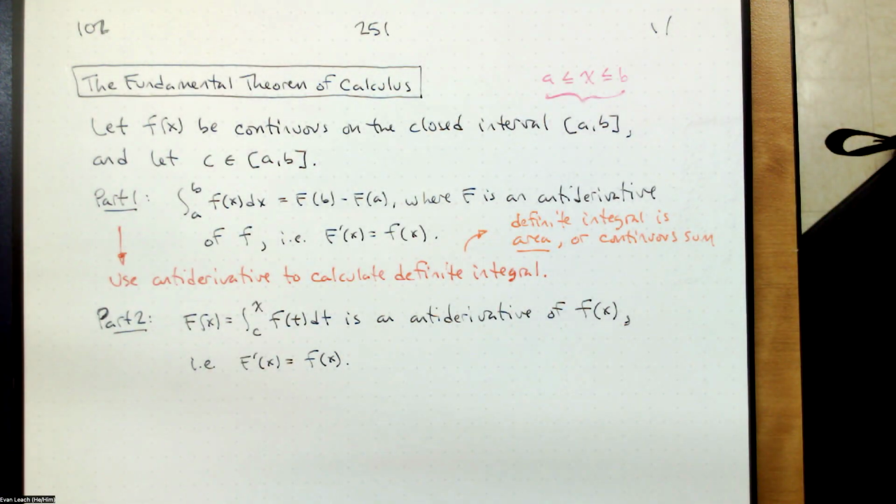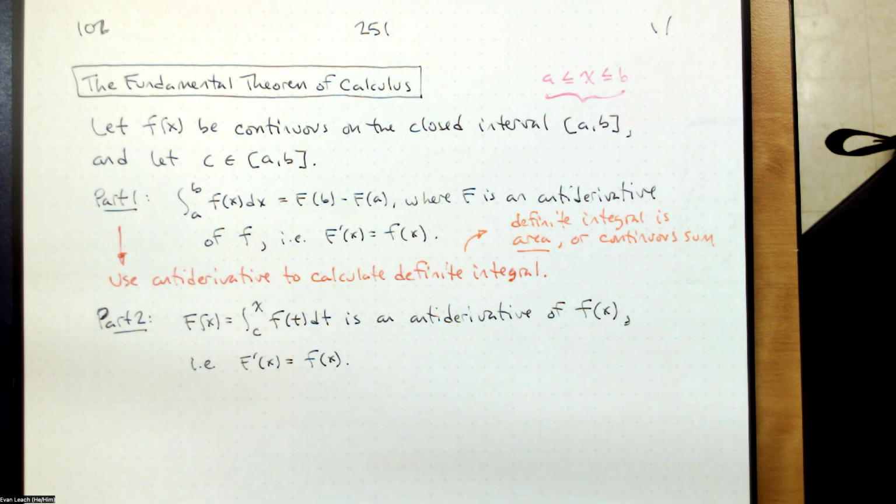Today we want to look at the second part of the fundamental theorem of calculus. The setup is that we need a continuous function on a closed interval, and for the second part, we're going to need some value from that closed interval. So that's what that opening line is. That's the requirements.